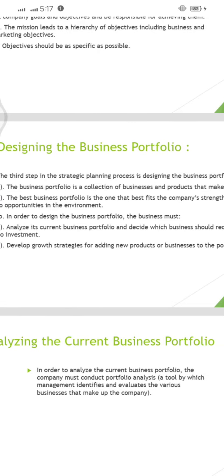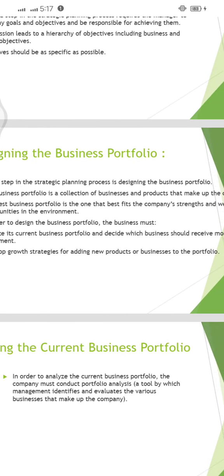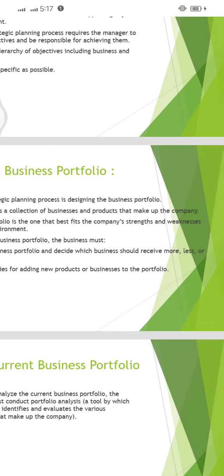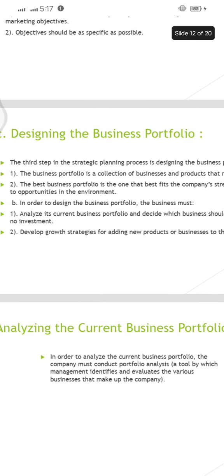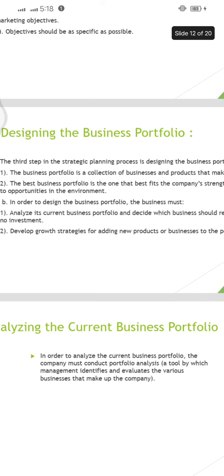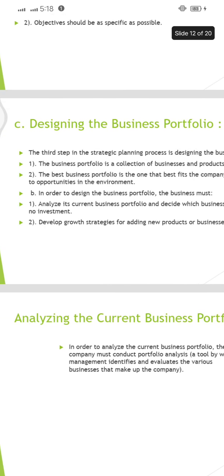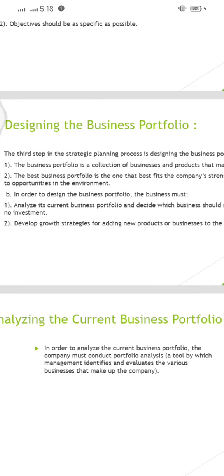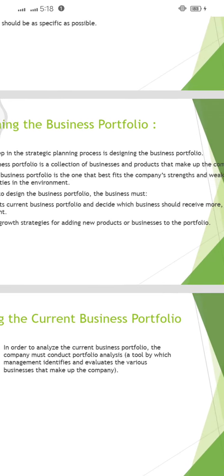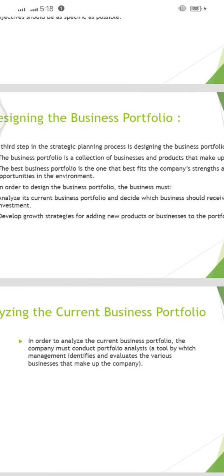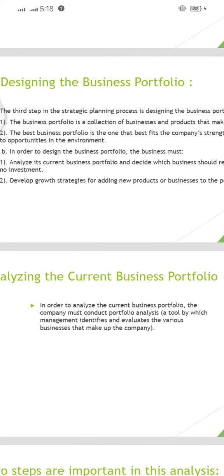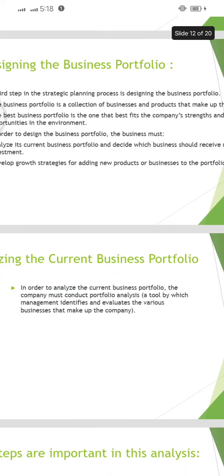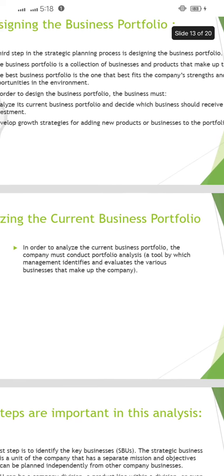Number 2, the best business portfolio is the one that best fits the company's strengths and weaknesses to opportunities in the environment. In order to design the business portfolio, the company must analyze its current business portfolio and decide which businesses should receive more, less, or no investment. Develop growth strategies for adding new products or businesses to the portfolio.